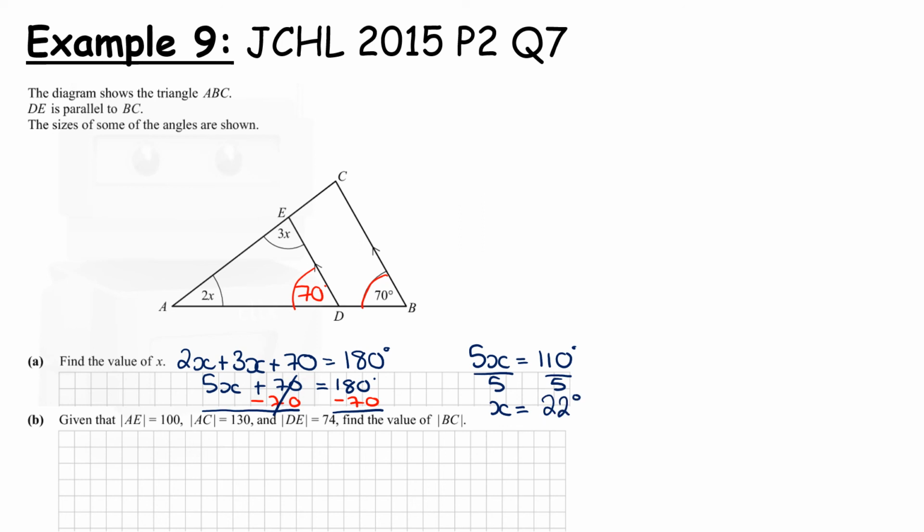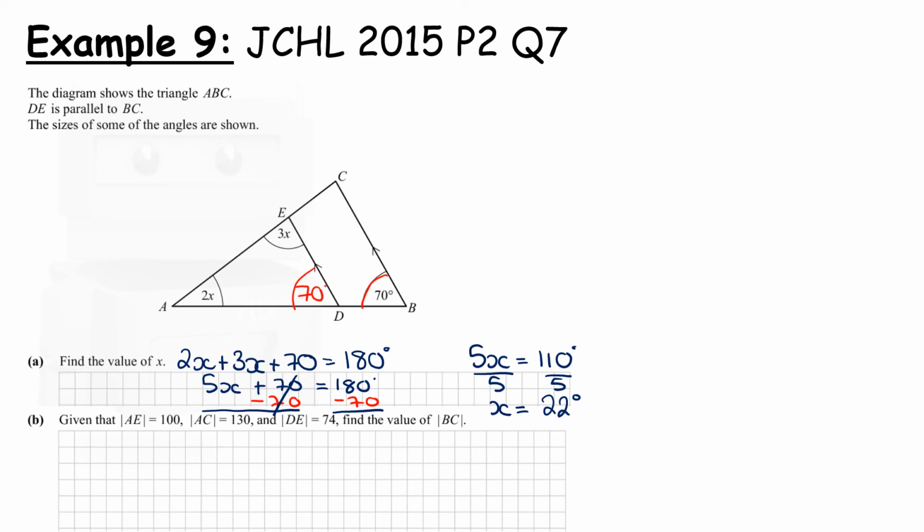So the second part is a question on similar triangles. We'll always have similar triangles when we have a triangle drawn within another triangle with a parallel line. It's given us A to E is 100, A to C is 130, D to E is 74, and it wants us to find BC, so the length of BC.